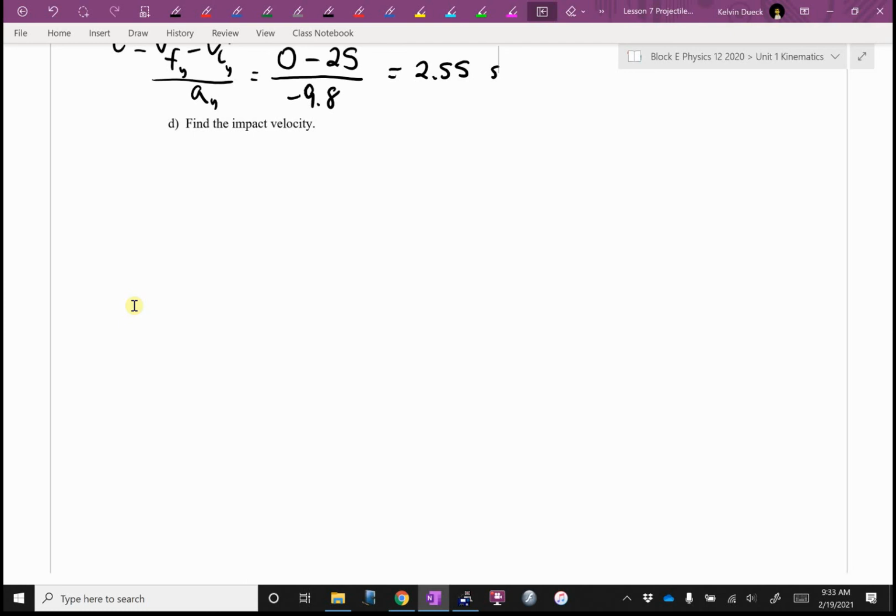Okay. Really, Mr. Duke? Yeah. So it says D, find the impact velocity. Here's my first argument. I think the impact velocity is going to look like that. It might be a bit steeper, it might be a bit shallower, but I'm telling you, it's going to come in at an angle. Okay, got the argument.